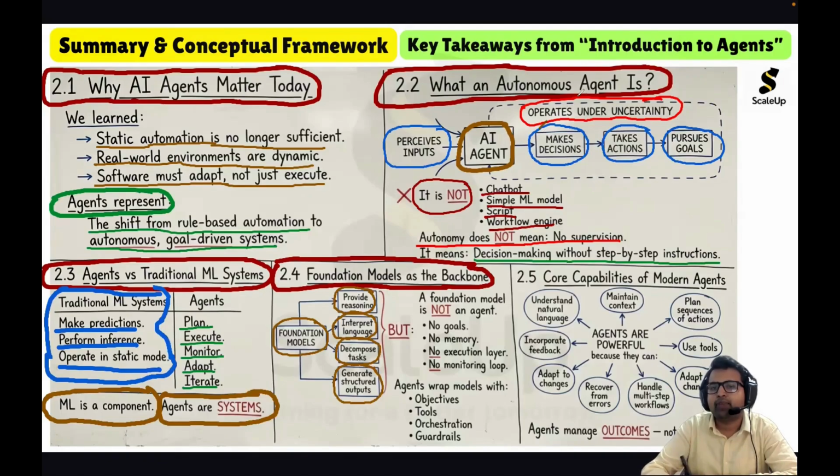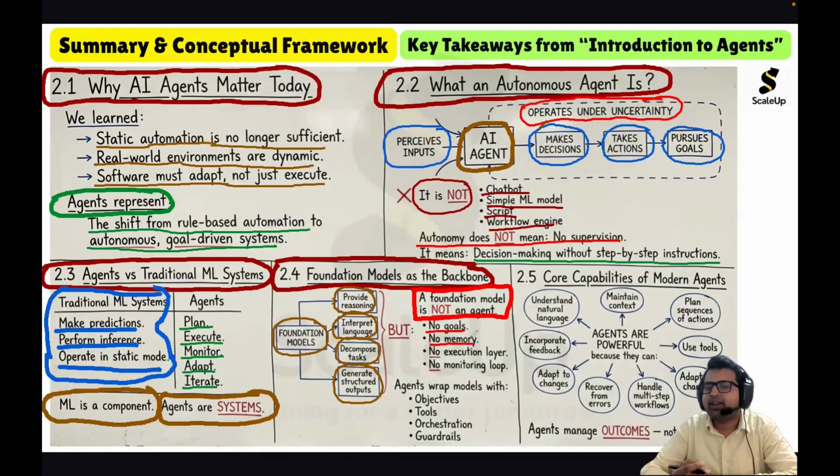Foundation model is like the brain. Now we also saw that foundation models have some limitations. A foundation model is not an agent. Agent is different from foundation model. Because if we talk about foundation model, they don't have any goal. Foundation model is very passive in that sense: whatever input you give, it will give the output. That's it. No goal, no memory.